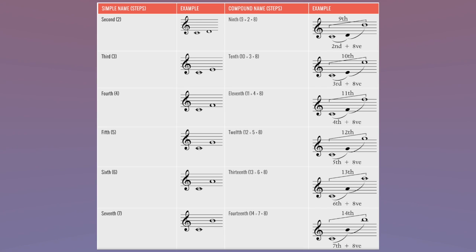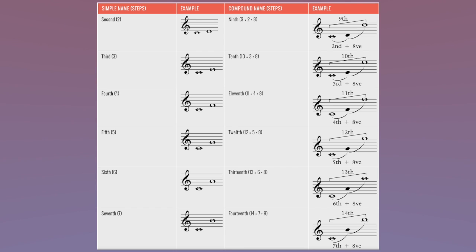The second example is a third. A third spans 3 notes, C, D, and E. If we take that E up an octave, we span a total of 10 letter names, or 10 notes. So a tenth is a third plus an octave.